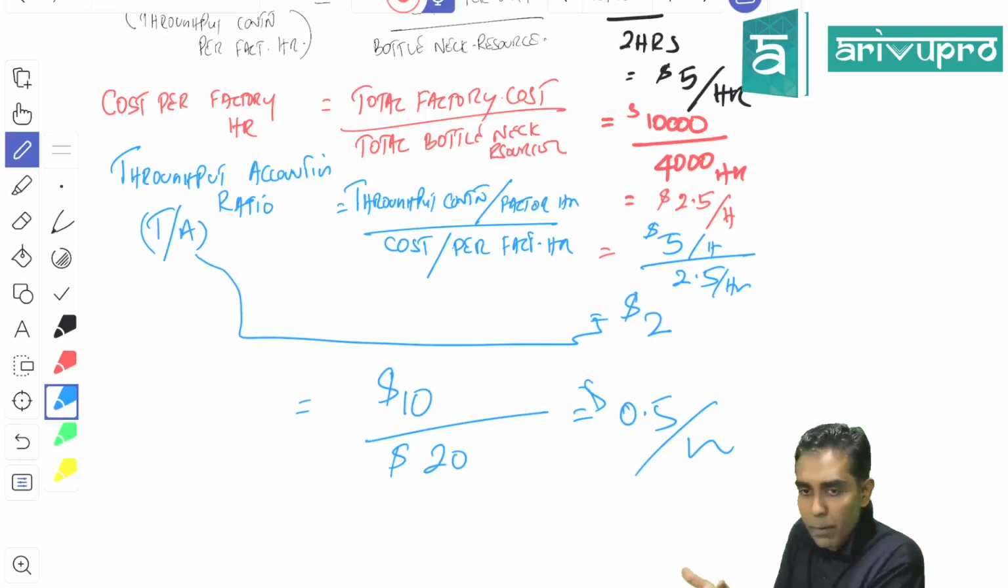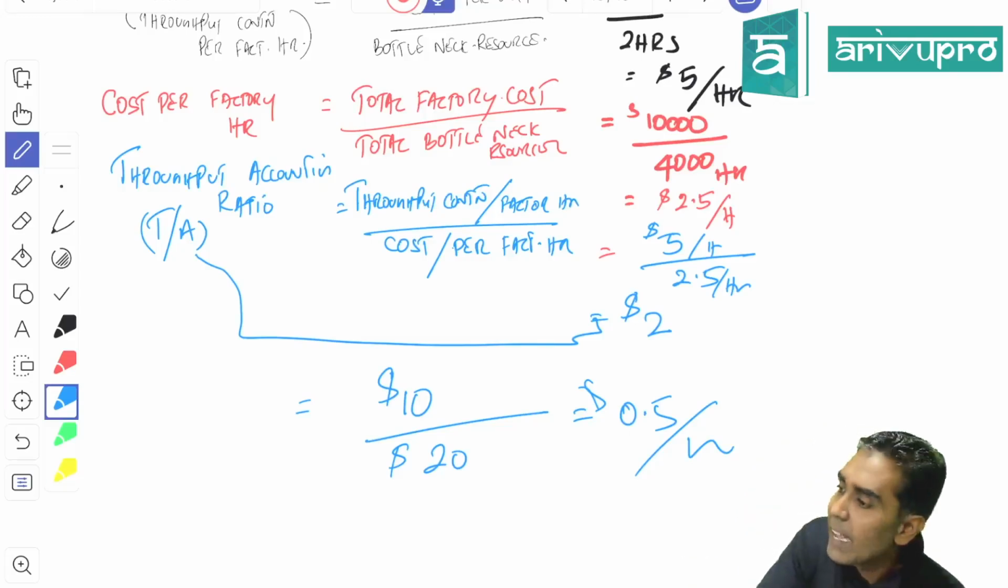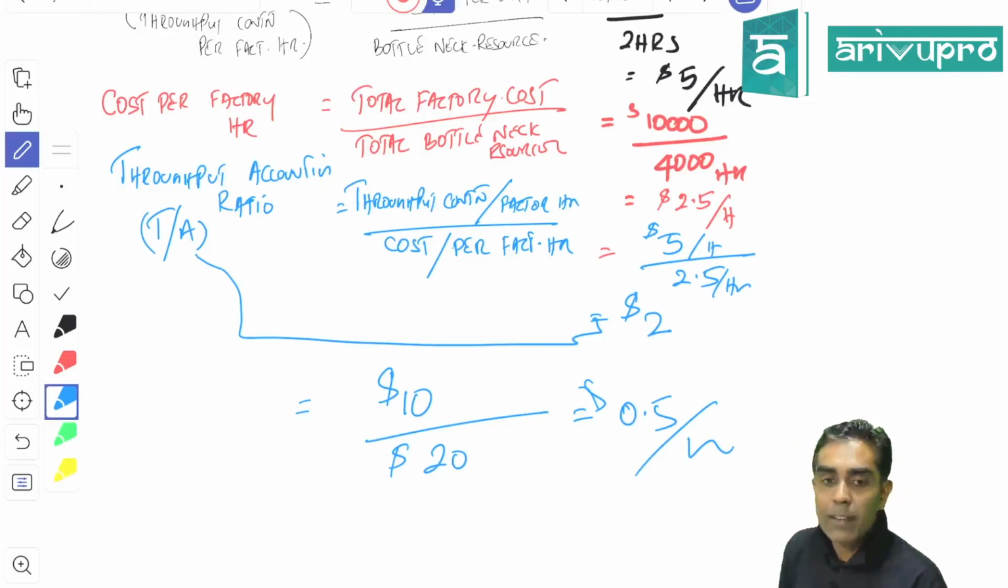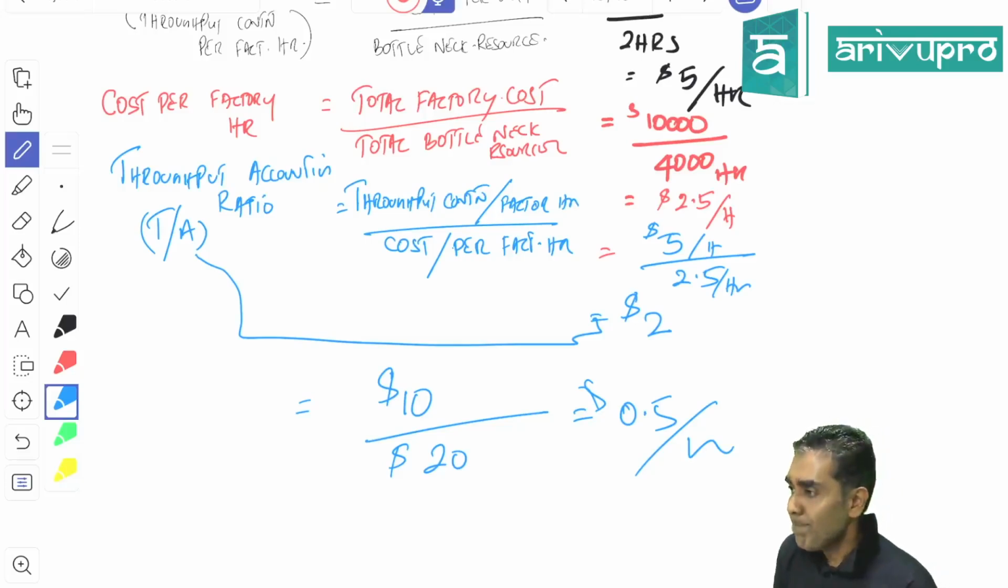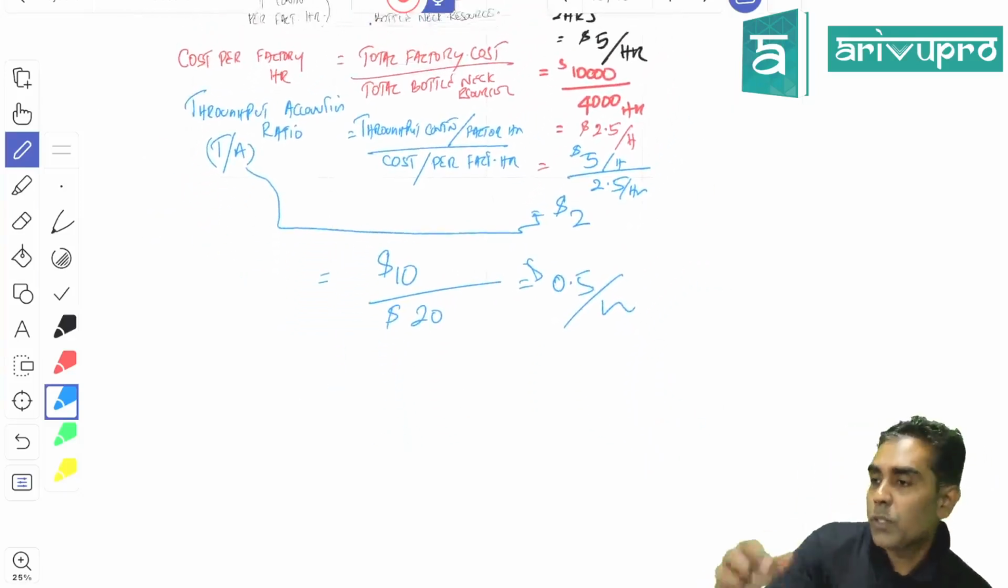Your throughput contribution is less than the factory cost. That's the reason it gave you 0.5. Then the product will be discontinued, revisited. That is the decision criteria based on the TA ratio. Clear? Right. Now I'm going to ask you some small questions.